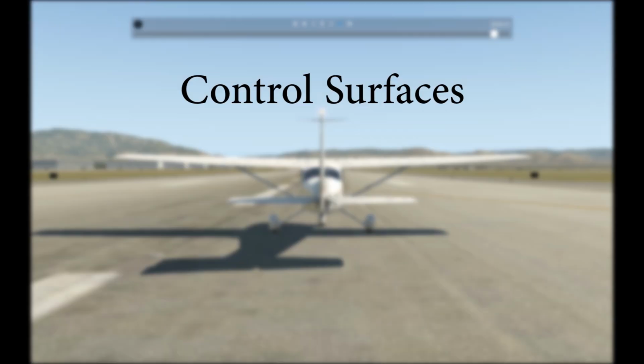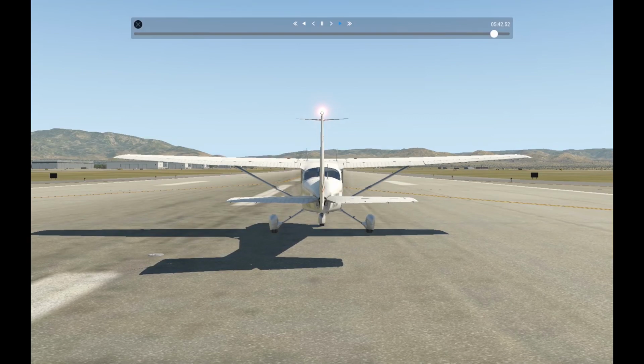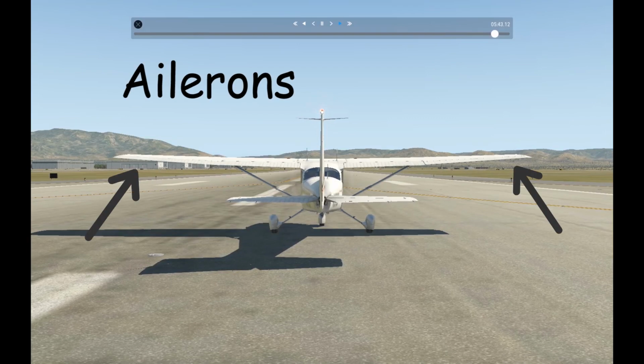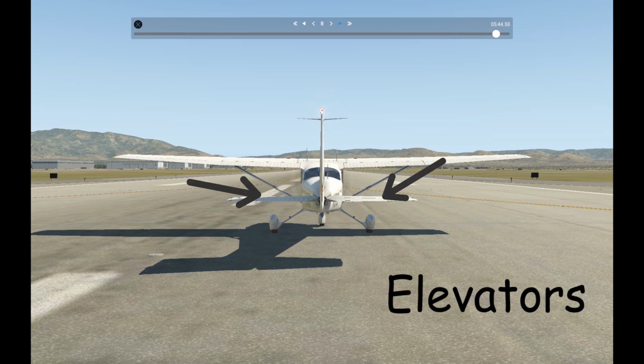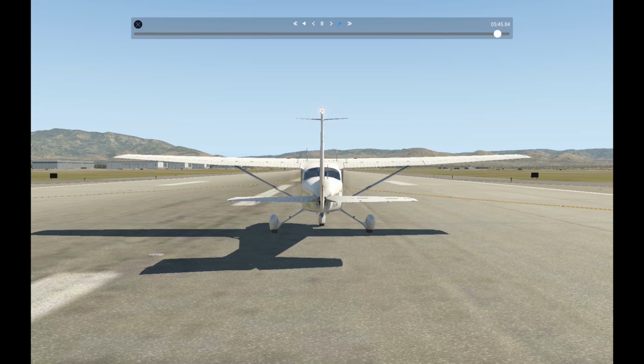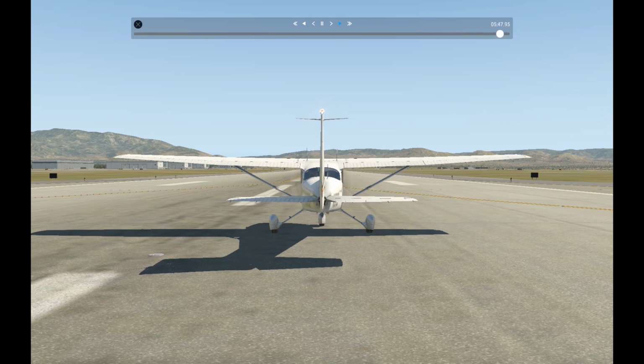The pilot maneuvers the plane by changing the control surfaces. The pilot controls the ailerons by turning a yoke or stick to the right or left. The pilot controls the elevators by pushing the yoke or stick forward and back. The pilot controls the rudder with the foot pedals. Your controls may be slightly different depending on your simulator.